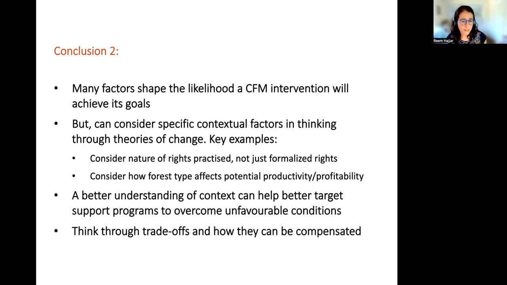Another important thing to think about is that trade-offs can be unavoidable in some situations, but what's important to think through is which trade-offs are acceptable for the communities themselves and for other stakeholders, and then how can they be appropriately compensated.